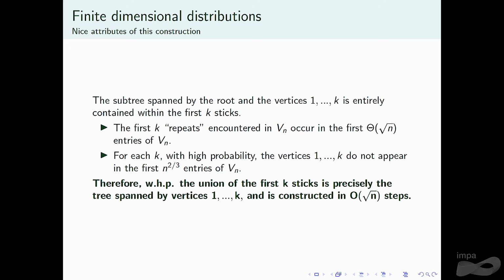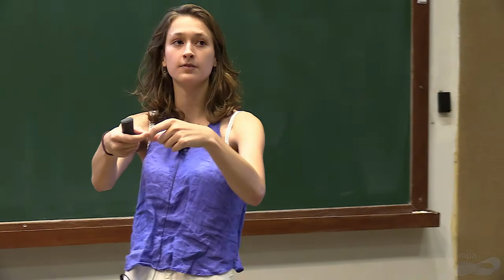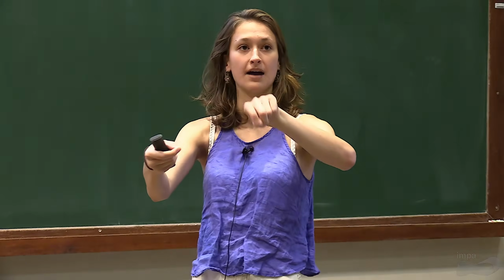So the first thing is a fact: the subtree spanned by the root and the vertices 1 through k is going to be contained entirely within the first k sticks. Why does this make sense? Well, in each stick we need to take a minimum value that we have yet to see. And so in k sticks, we're going to either have seen a repeat, which would add one of those values as a leaf, or it'll be somewhere within a path.